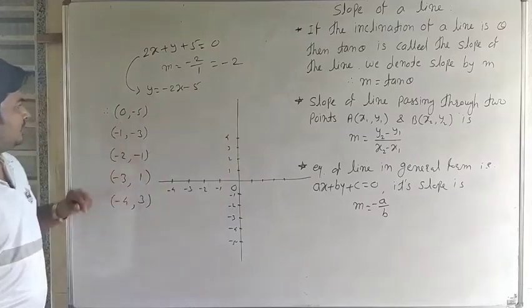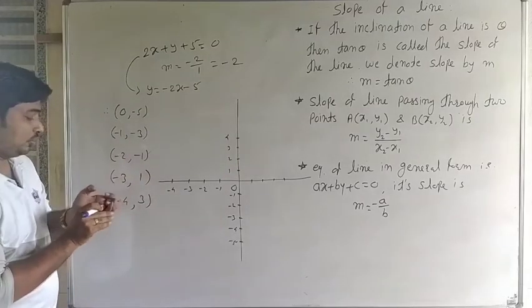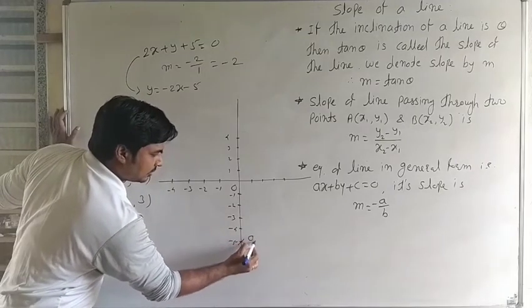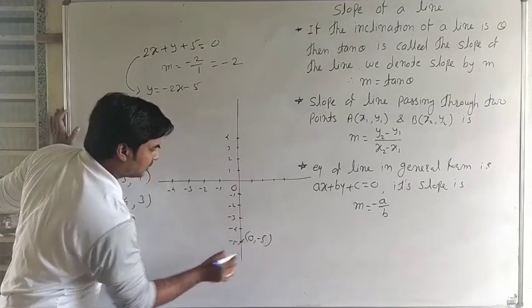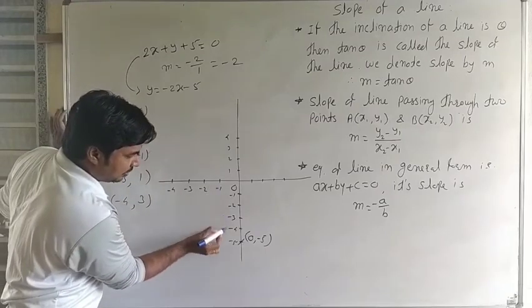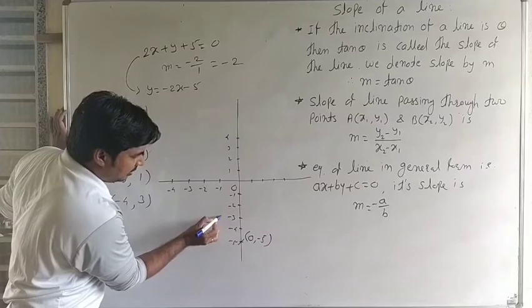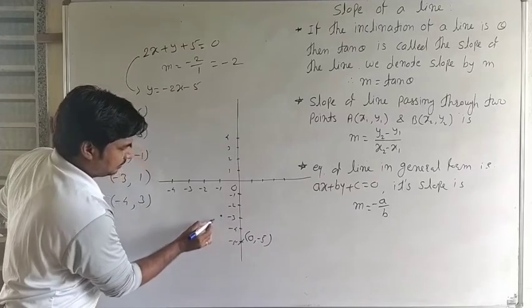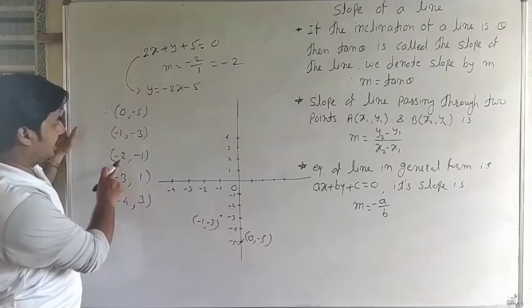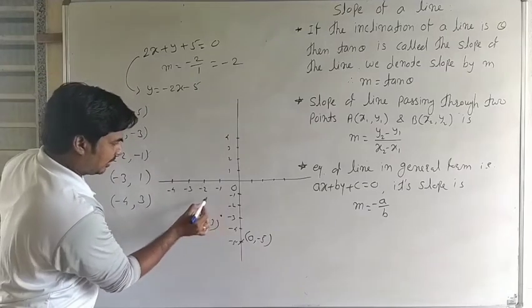Okay, now first it is 0, -5, the point 0, -5. Then -1, -3, this point. Then -2, -1, it is -2, -1.